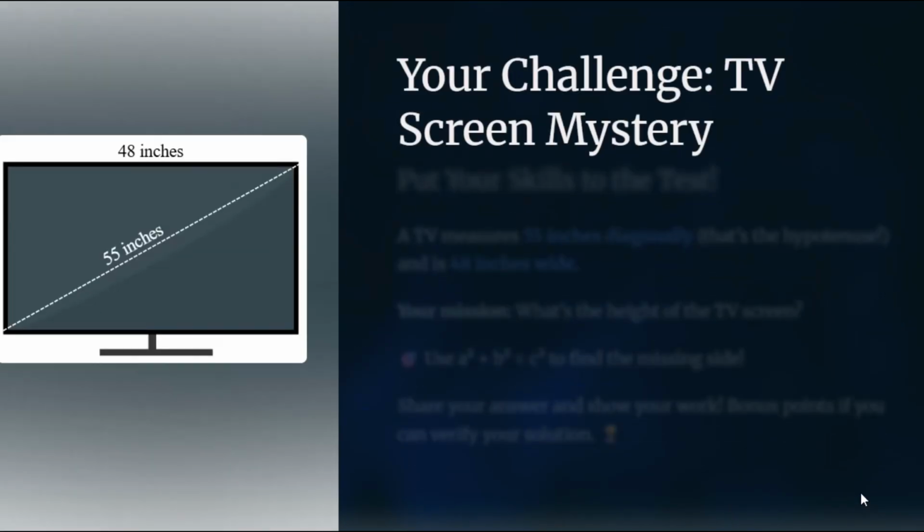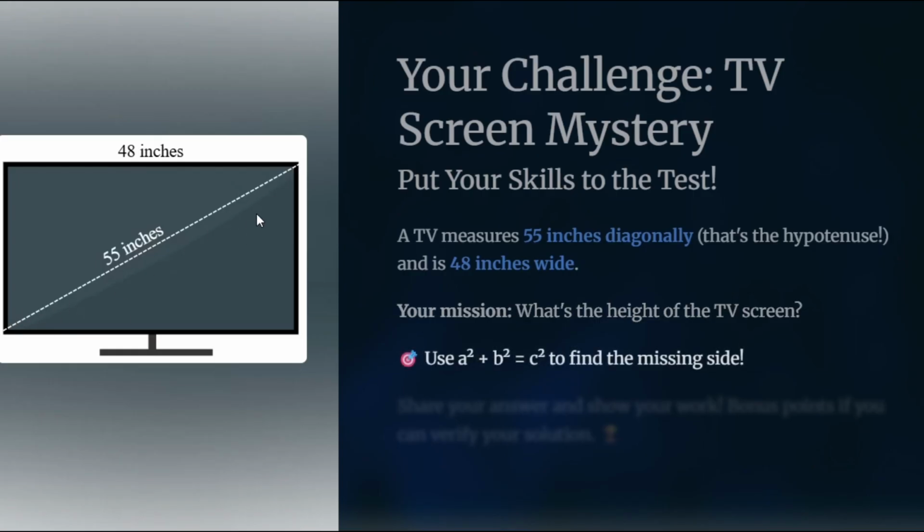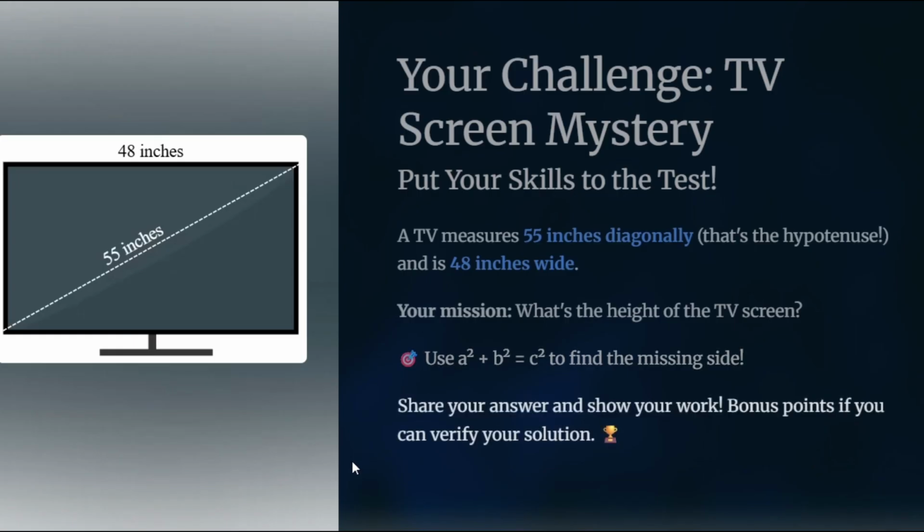So here's your challenge. A TV measures 55 inches diagonally, that's the hypotenuse, and is 48 inches wide. So what's the height of the TV screen? So you have it here, the diagram. You can see that the hypotenuse is 55 and one of the sides is 48. So use a squared plus b squared equals c squared to find the missing side.